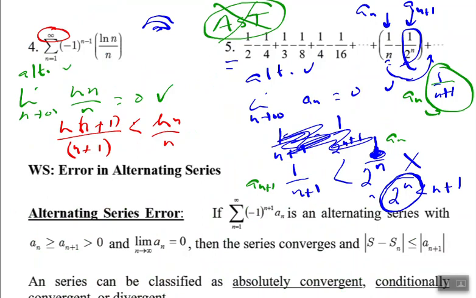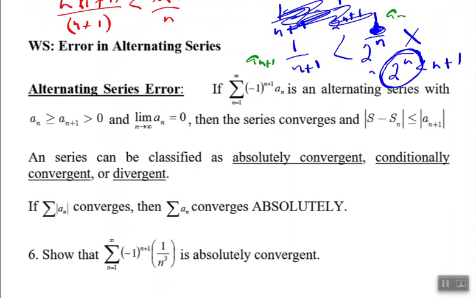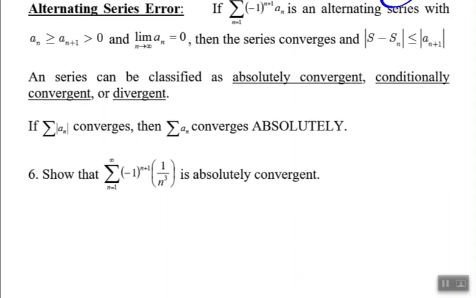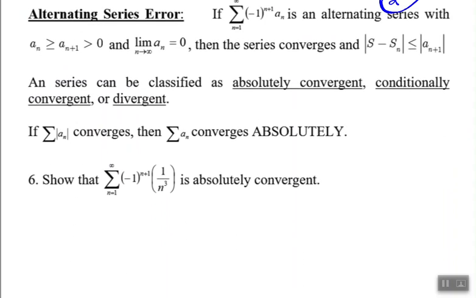So just because it's alternating doesn't mean it's going to converge by the alternating series test. A lot of times it does, and sometimes it doesn't.